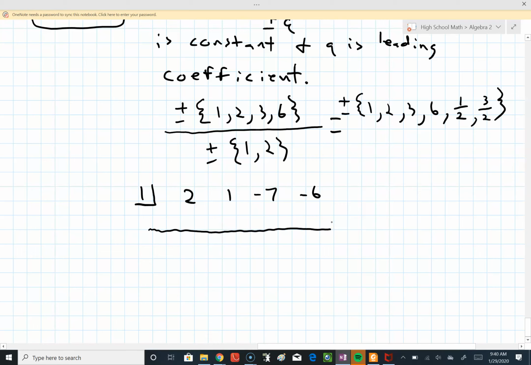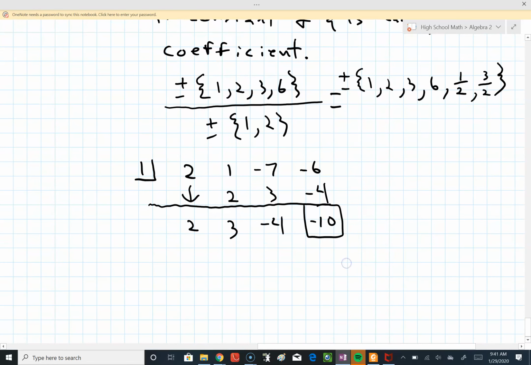Thank you, Holden. Bring the 2 down. Bringing down the first number. Now, multiplying that by 1. Good. Yields 2. 1 plus 2 is 3. Great. Now, 3 times 1. Good. -7 plus 3 is -4. Great. -4 times 1 is -4. Good. Adding together, -10. Good. And that's the remainder. The key here is it needs to be 0.